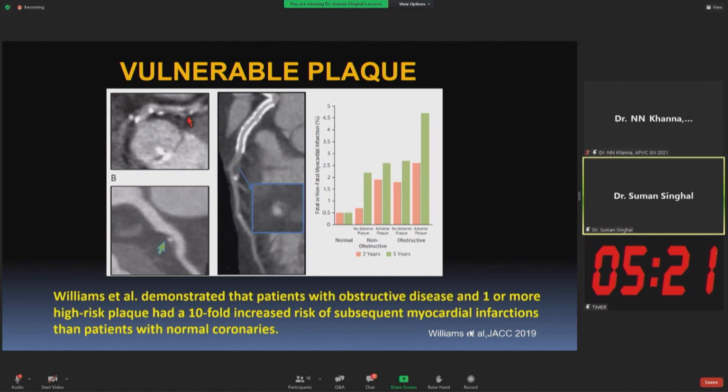Williams et al., also in a JACC 2019 article, demonstrated that if an obstructive disease is there and one or more of these high-risk plaque features are there, it gives a 10-fold increase in the risk of myocardial infarction.